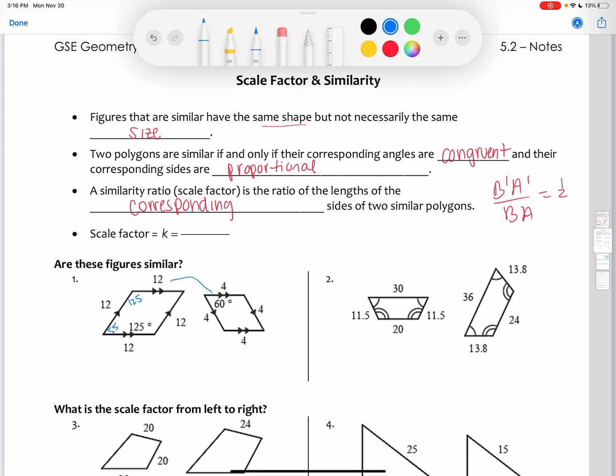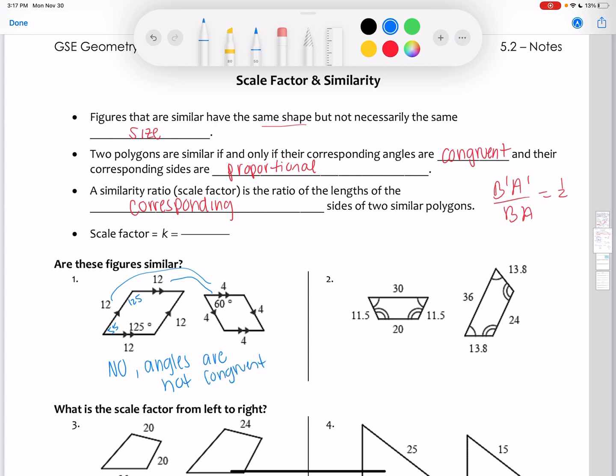Sure, 12 to 4 is a ratio of 1/3, or 4 to 12 is a ratio of 3. But since I have different sized angles, no, they are not similar, because the angles are not congruent. For a similar shape, the angles have to be congruent and the sides have to be proportional.